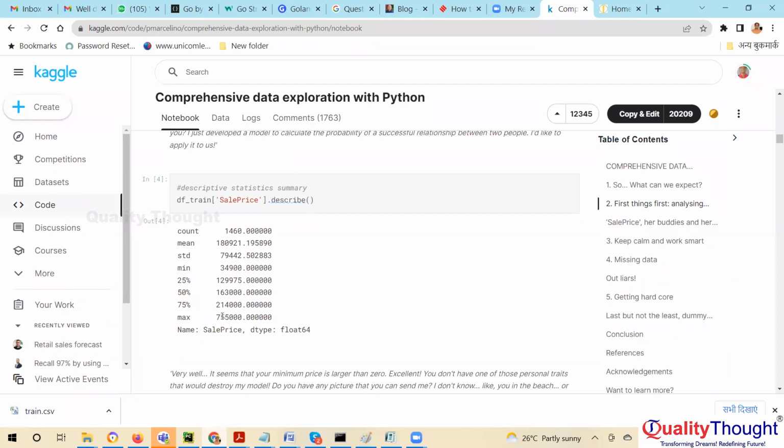Maximum value is 7,55,000 in the data set. This is your quartile 3, this is your median, and this is your quartile 1. You see the mean and median value are almost in the same range, not much difference. So this data is more or less normal, does not have a lot of variability. But now, what is standard deviation?